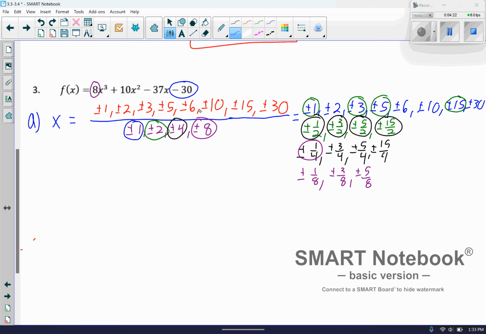And let's see, 6 divided by 8 would reduce down to 3 over 4, which is already in my list. Then 10 divided by 8 would reduce down to 5 over 4, which is already in my list. And then 15 over 8, that doesn't reduce, so we're going to have to go ahead and put that one there, 15 over 8. And then the last one would be 30 divided by 8, which are both even, so we could reduce that to 15 over 4, which is already in my list.